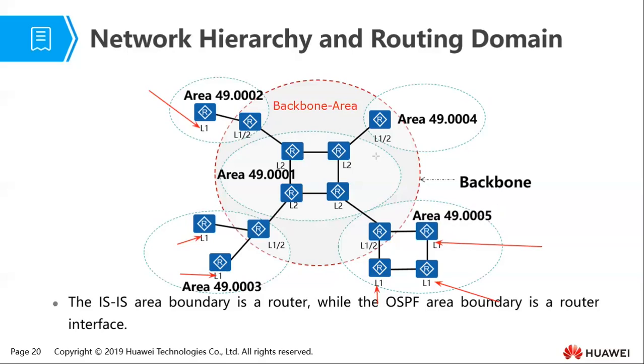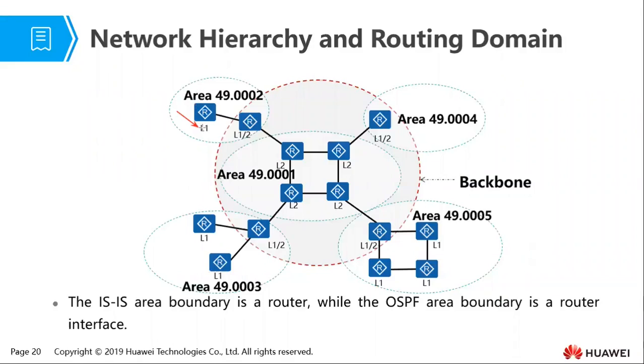On the other hand, within the backbone area, like area 1 here, all the internal routers within the backbone area are normally configured as level 2 routers. Now, any router that belongs to a backbone area and a non-backbone area is normally what we refer to as the level 1-2 router. So each of these routers has certain characteristics. So let's look at the level 1 router.